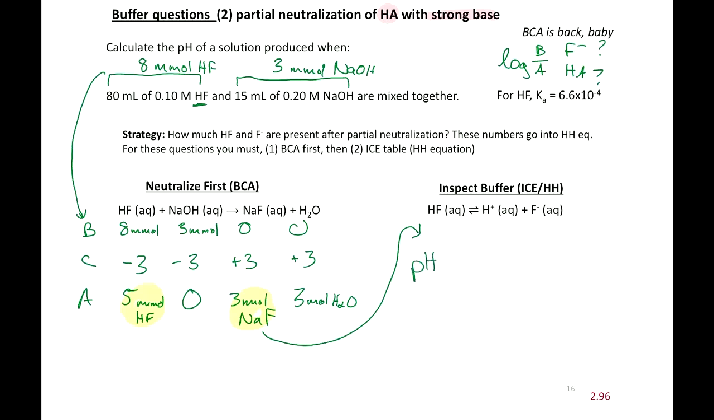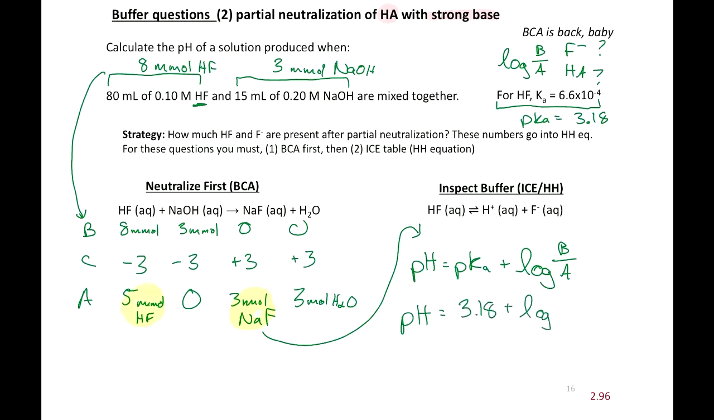So pH equals pKa plus log base over acid, right? Oops, we didn't get the pKa yet, so here's the Ka for HF. So pKa equals, I think I got it before. Is it 3.18? All right, so our pH for this buffer is 3.18 plus log 3 millimoles of F minus over 5 millimoles of HF.